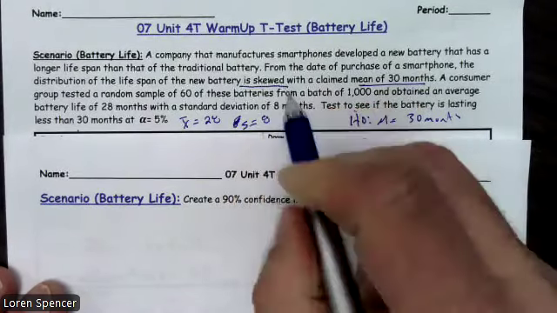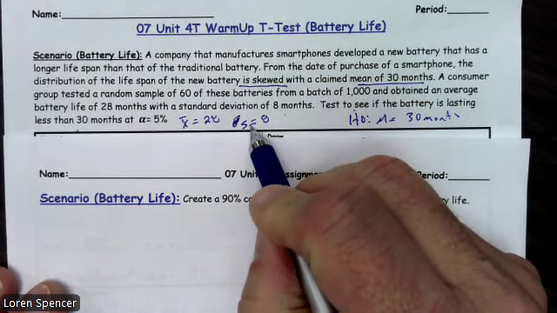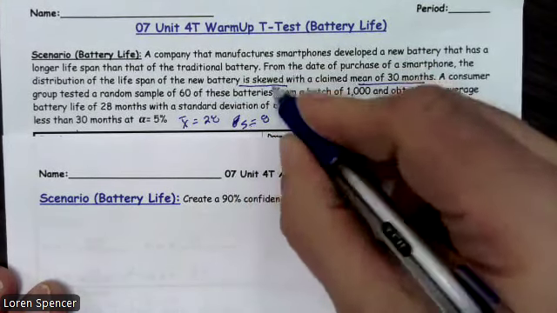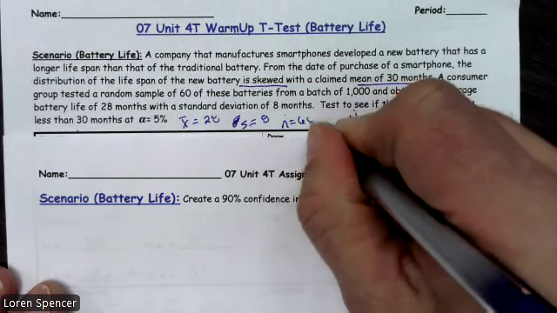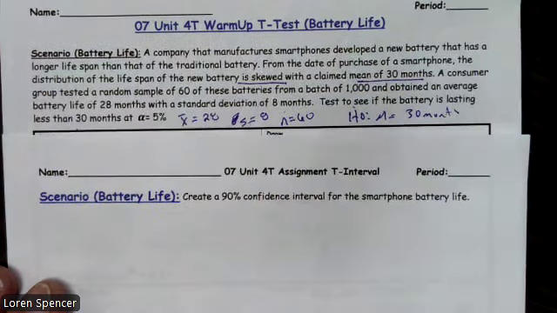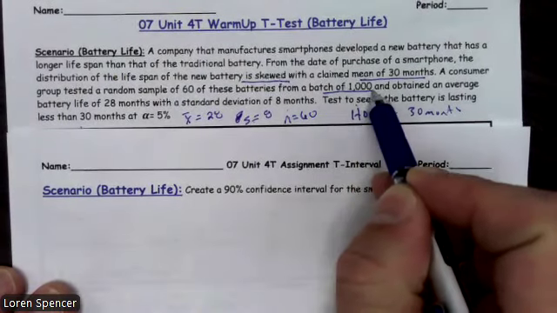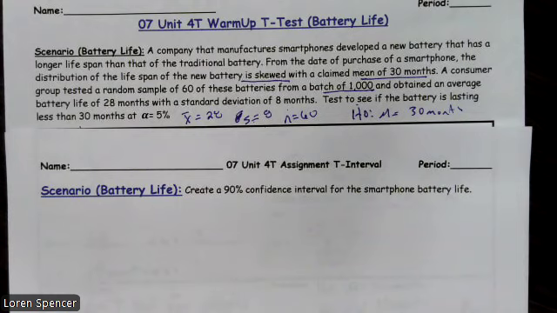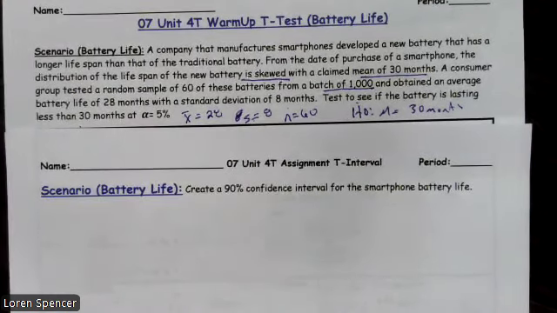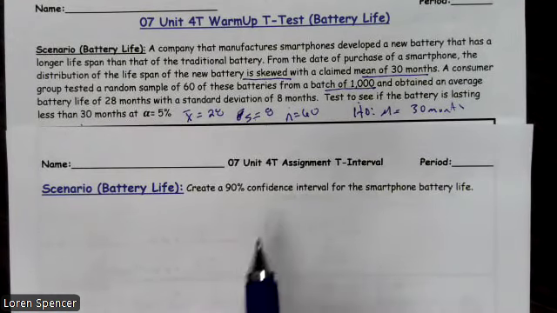Because it's a sample standard deviation, that tells me I'm using a t distribution. And we said the sample size was 60. They also said that we had a huge batch of 1,000, so that's our population size. It says create a 90% confidence interval for the smartphone battery life.